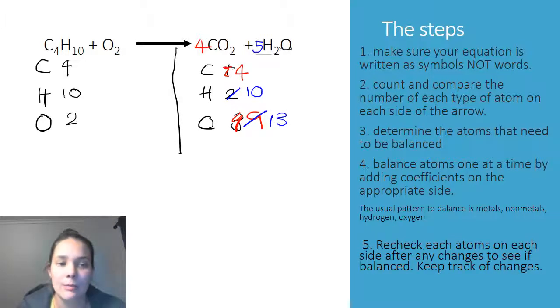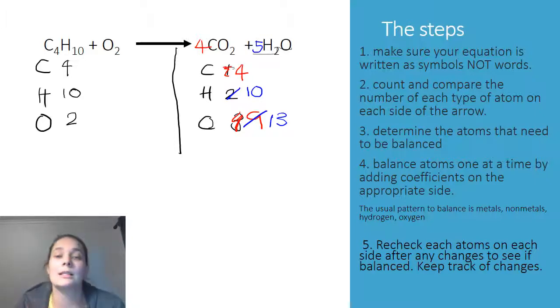And it's still not balanced. I can't add a number out the front to this O2, because every time I add another oxygen, I'm going to be adding 2 oxygens at a time, like I did with my hydrogens here, not just the 1. So what I need to do, and it's hard to recognize this at the time.